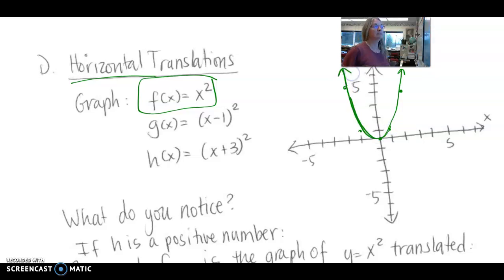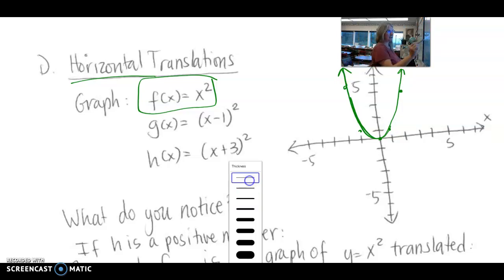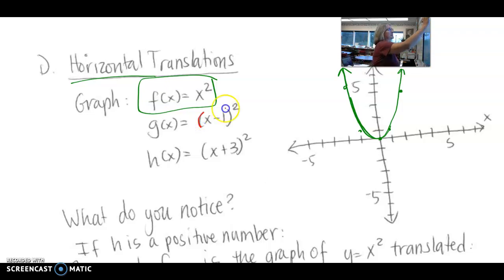Okay, so that is the parent function. So what happens when you subtract 1, not after we square the function, but beforehand? So in the parentheses, if I take x minus 1 and I square it, and I subtract 1 from the x beforehand, if I just look at a couple points here, it's g of x, so I'm going to call it g of x.